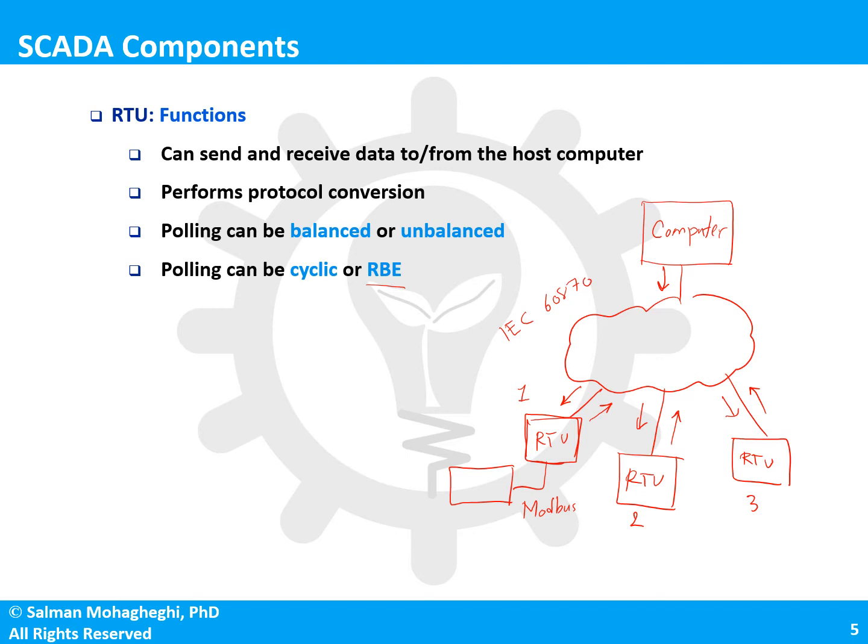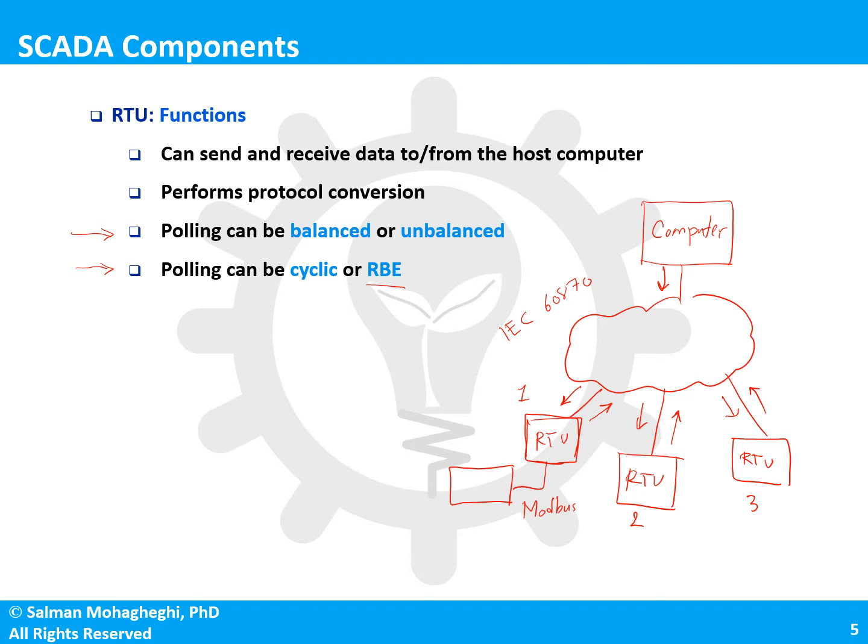Now, if you want to address different scenarios, you can combine the balanced versus unbalanced polling scheme with the cyclic or RBE polling scheme. So for example, imagine there's an RTU that is interfaced with a breaker. A breaker does not change status all the time. If it has a status of on, it might stay in that situation for a long period of time before it's switched off, which again might be in the off position for a long period of time. So it wouldn't make a lot of sense to keep polling that device.